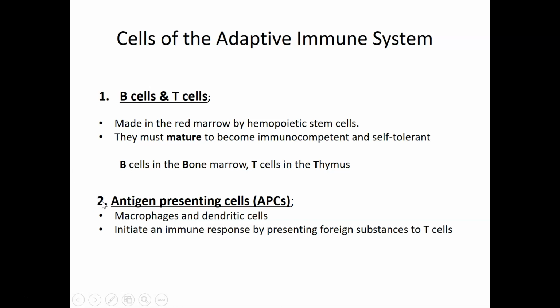The antigen-presenting cells are also important cells in adaptive immunity, but I'm going to save those for the next video. This video will be talking about B and T cells, or lymphocytes. Just to review from last time, those are made in the red marrow by hematopoietic stem cells. When they're first made, they're not fully functional in an immune response, so they have to undergo a process of maturation. Maturation is in the bone marrow for B cells, and in the thymus for T cells.